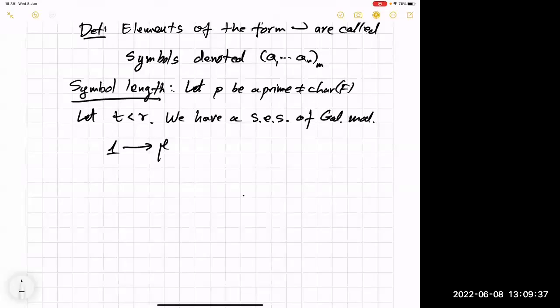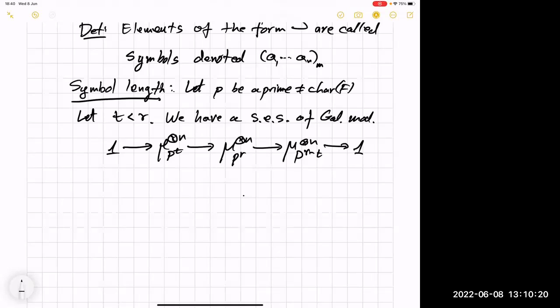By mu_m I mean just the group of roots of unity in some fixed algebraic closure. So I'll write it as mu_{p^t} tensor n, mu_{p^r} tensor n, mu_{p^(r-t)} tensor n goes to 1. The second map is just the usual projection, and the first map is just multiplication by p^(r-t).